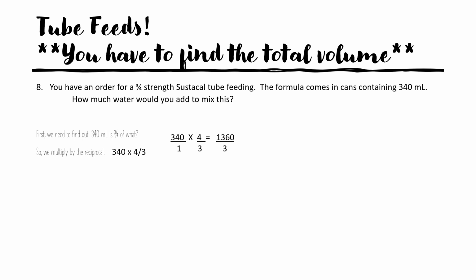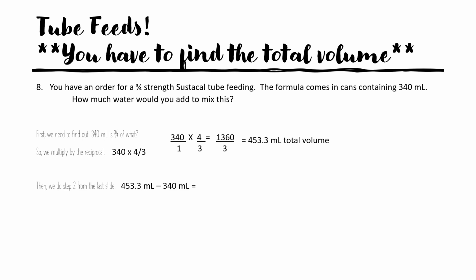So here I'm going to set it up just like I would a dimensional analysis problem. And I'm going to multiply straight across the top and then straight across the bottom. Don't cross multiply here. Okay, so straight across the top, 340 times 4 equals 1,360, and then 1 times 3 equals 3. And then I'm going to take that 1,360 divided by 3, and I get 453.3 milliliters as my total volume.